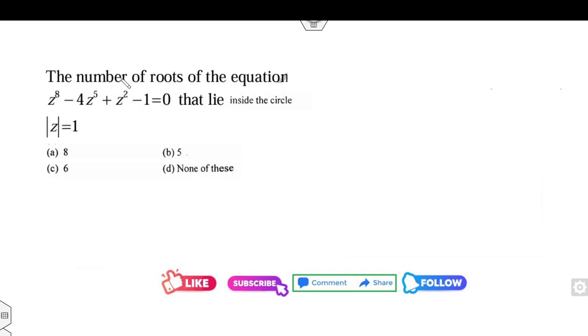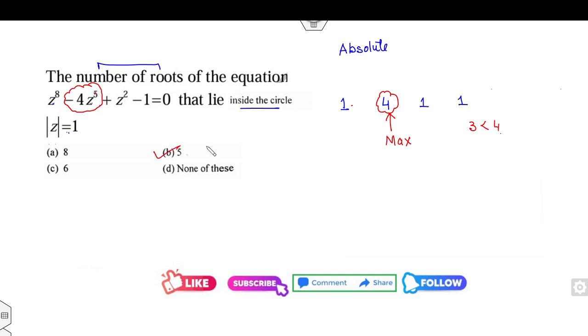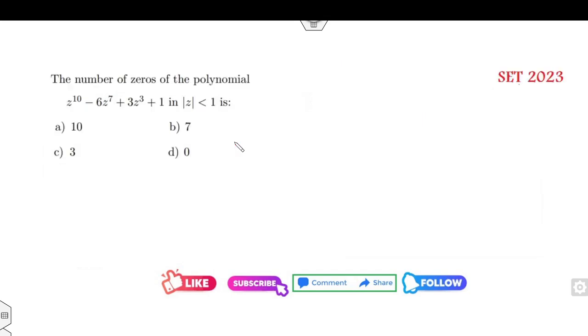Find the number of zeros. Again, the number of roots. Roots means the zeros inside the circle |z| equal to 1. So the first quantity is 1. Second value is 4. Third value is 1. Fourth value is 1. Always remember you have to compute the absolute value. Maximum value is 4 and the rest of the terms are less than 4. So that means 4 is the maximum value corresponding to the term z raised to power 5. So the degree is 5, the right answer of the problem.